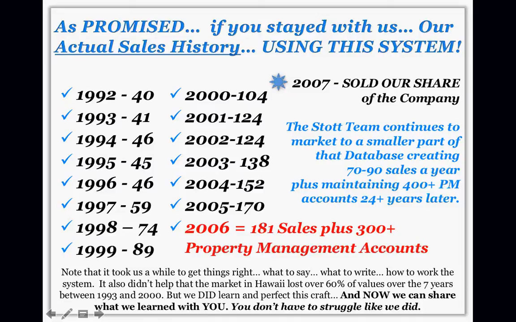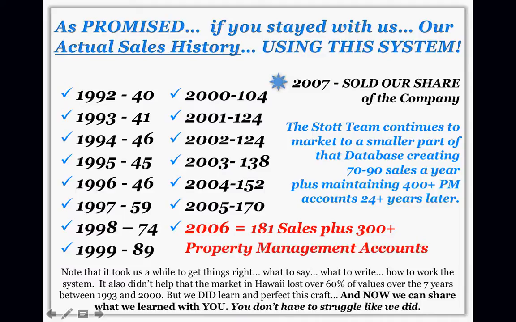By the time we hit the bottom, had the market been better, we would have done a lot better in this, but we stayed in business and we stayed profitable. 2001, it grew to 124. We stayed steady for a year. 138, 152, 170 sales. In 2006, our peak year was 181 sales.